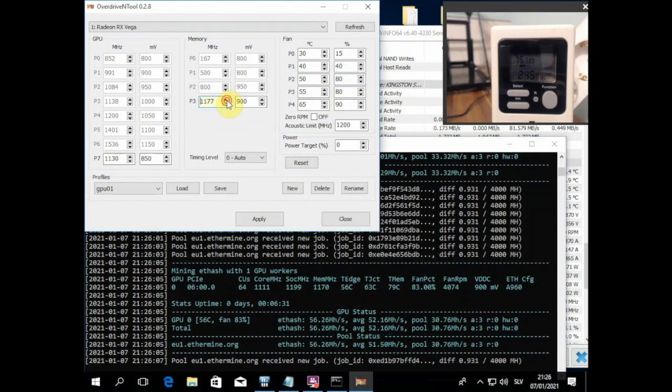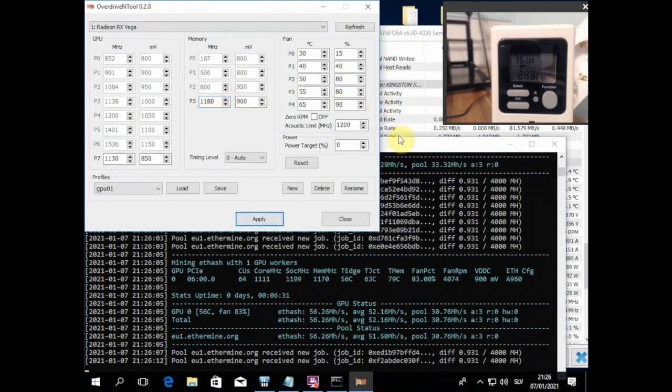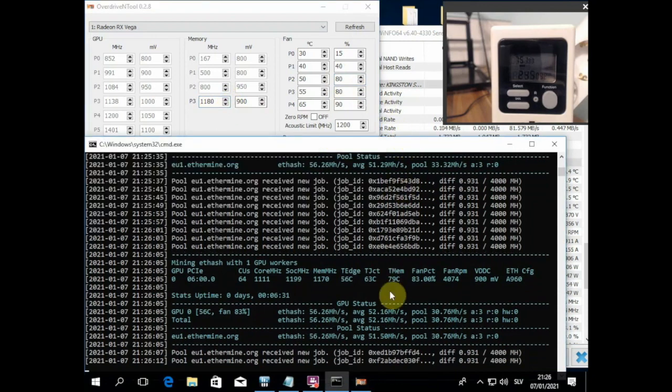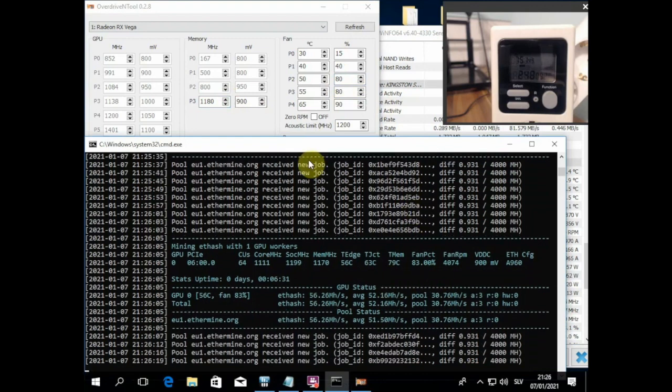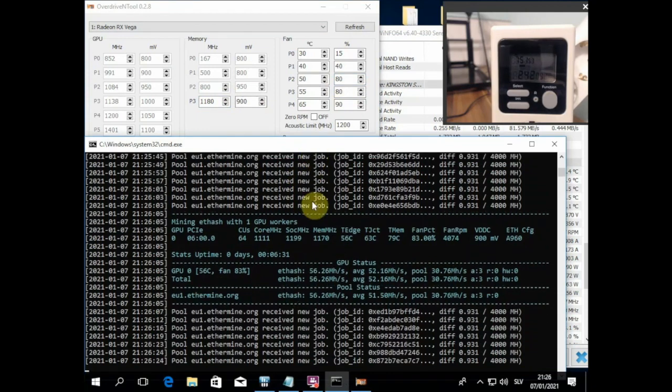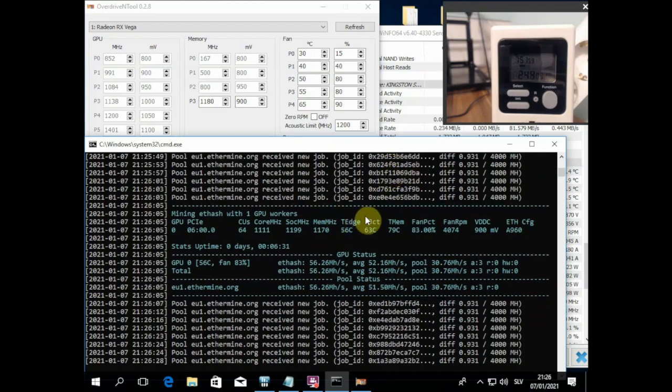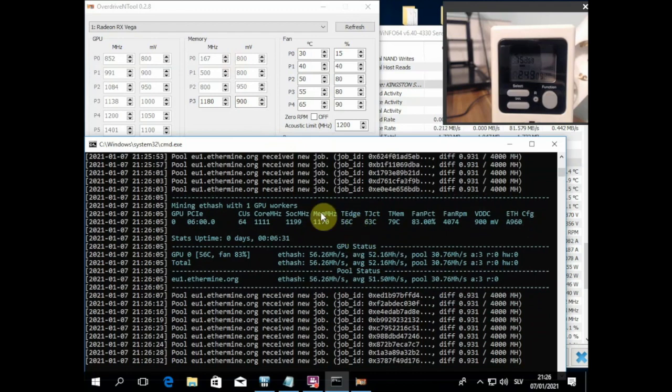Let's increase memory a little bit more. I do apologize because of the noise, but you know, this blower fan on Vega is really loud, and I have to spin it at almost max, so it keeps HBM2 memory temperature under control. Let's see what hash rates we can get now.